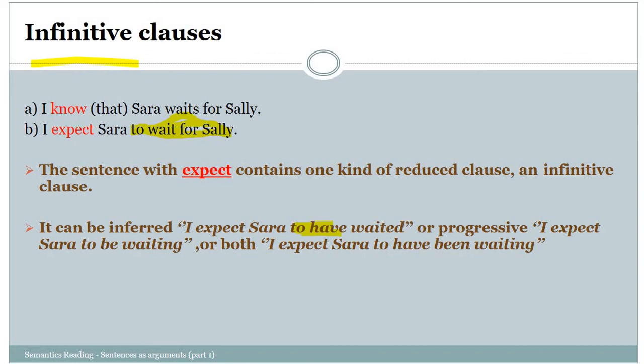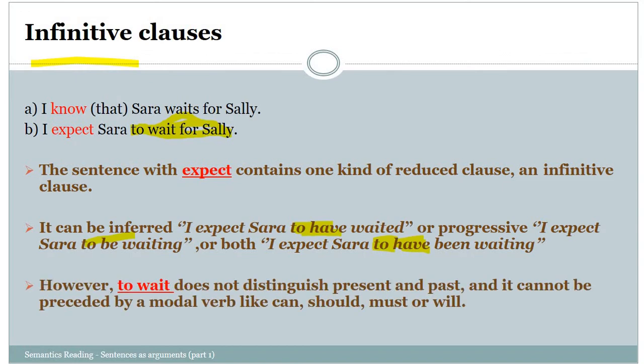Or we can make it progressive, like "I expect Sarah to be waiting." Or we can combine them by making it perfect continuous: "I expect Sarah to have been waiting." These are the only alternatives that we can use to change the infinitive clause.